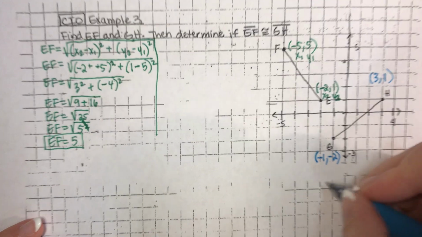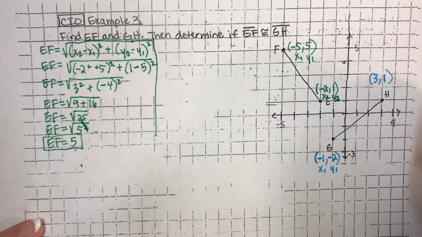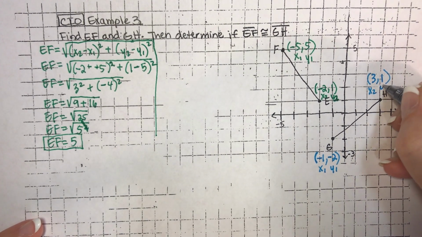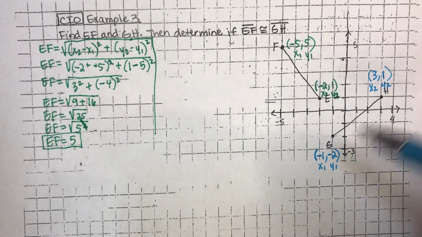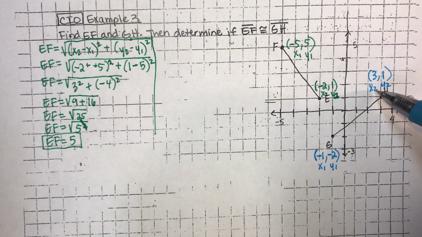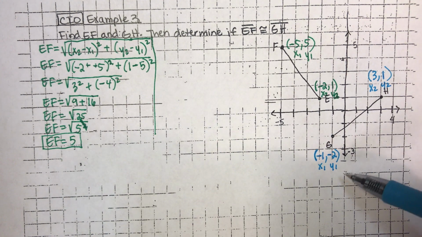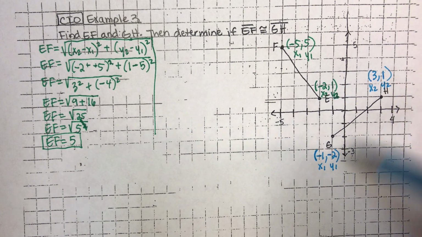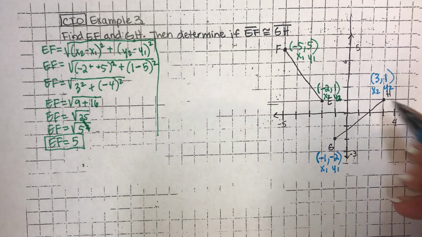So I'm going to call this my X1 and my Y1, and I'm going to call this my X2 and my Y2. Just so you know, if you did it vice versa, with this as your X2, Y2 and this as your X1, Y1, you'll get the same answer. So it doesn't matter. The big thing is that you have to have this being X1, Y1 and this X2, Y2.